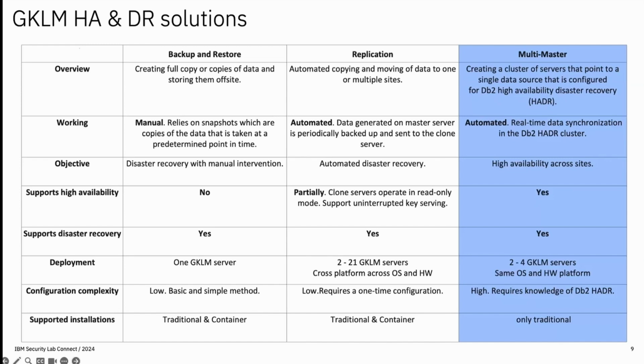Complexity of backup and restore and replication features is low. Replication needs one-time configuration, while MultiMaster is a little complex and requires knowledge of DB2 HADR. MultiMaster is supported on a traditional version of GKLM installation, while backup and replication is supported on both traditional as well as container version.